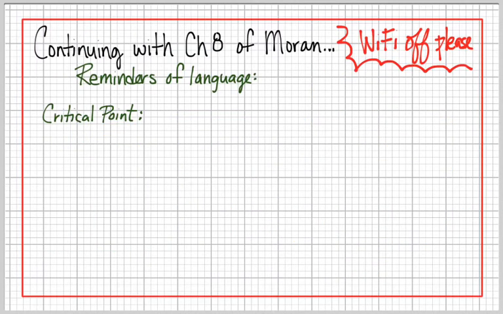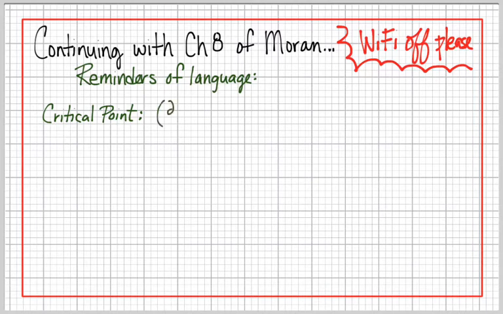So, we continue with Chapter 8 of Moran. You should have that available on Canvas through library resources. Before we get going into that, let's do a little bit of language review. This is review from both the Moran article and chapter and the work in Koretsky that we've been going on.